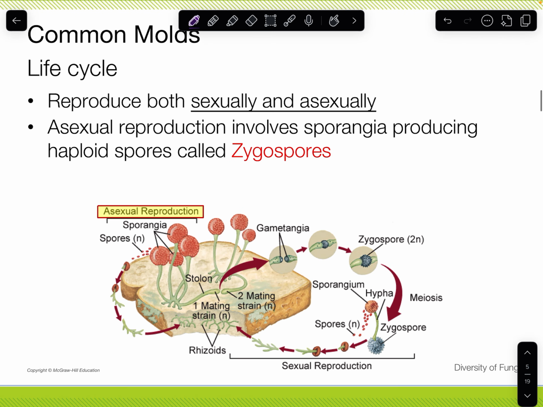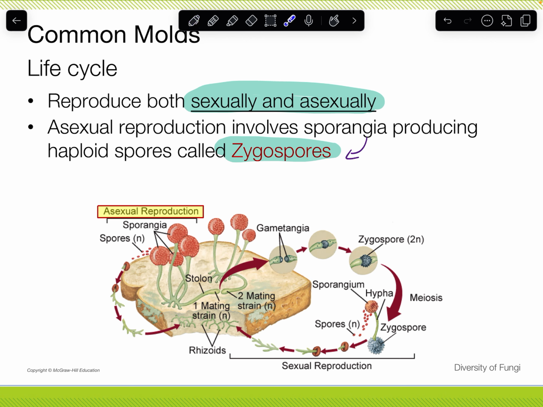Now, we do have an interesting life cycle here. We're going to have both a sexual and asexual portion of that life cycle, right? And in the asexual reproductive portion, we're going to have sporangia. Remember, sporangia is going to be producing spores. So we have specialized sporangia that are going to be producing zygospores. So we have sporangia, they make spores, and those spores are called zygospores. So that is making that.